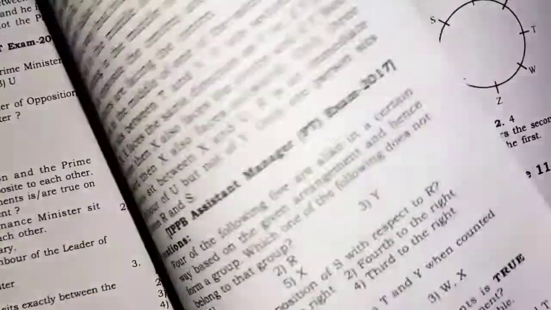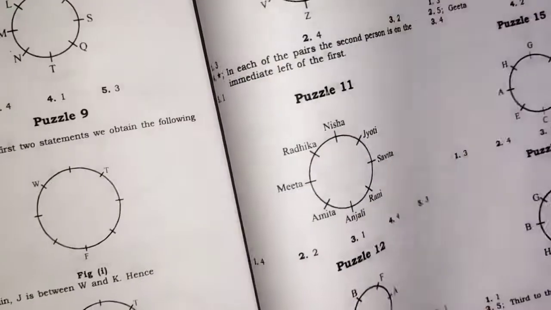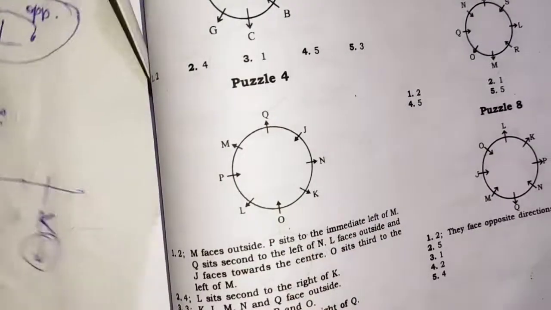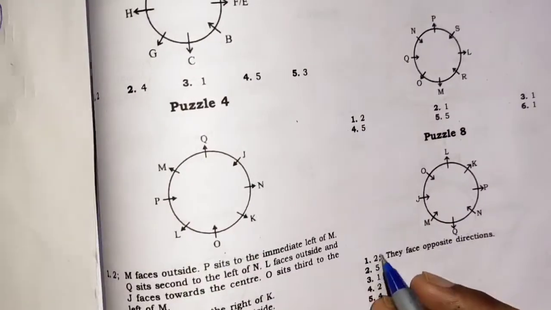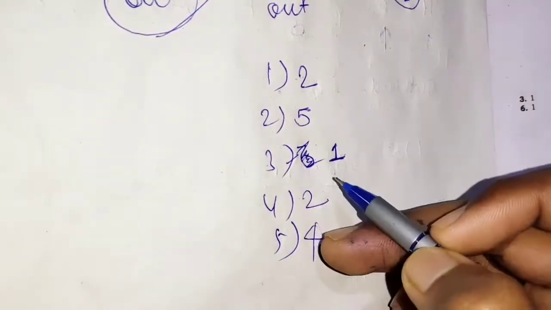Let's match with the answers. Here it is: 2, 5, 1, 2, 4. 2, 5, 1, 2, 4. Correct. So this was all about the thread method.